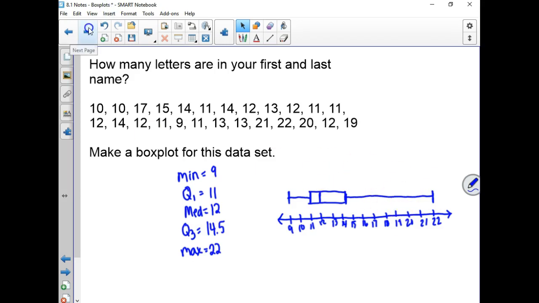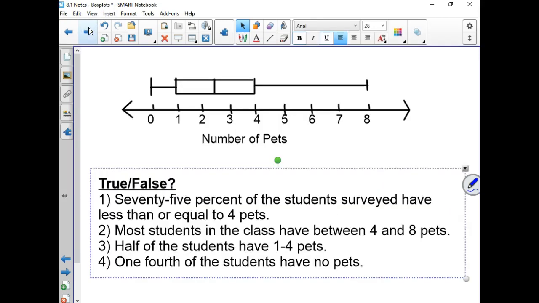So let's look at a few questions about a box plot. So here I have a box plot that gives the number of pets. So out of some group of people, their distribution shows that this is how many pets they have. So each of these we're going to tell whether this is true or false. For number 1, it says 75% of the students surveyed have less than or equal to 4 pets. So we can see 4 pets falls right here.